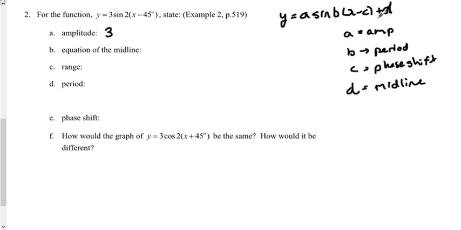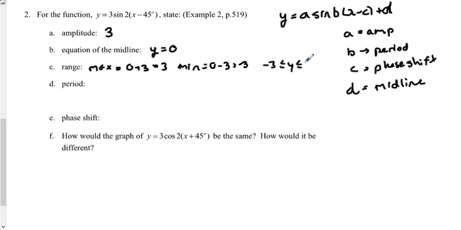The equation of my midline is represented by d. I don't actually have a d value here, so the equation of the midline here would be y equals 0. For the range, I want to look at finding the max value and the min value. So if I know where the midline is, and I know how large the amplitude is, the max should be 3 away from the midline, or 3 above it. So the max should be 3, which means the minimum should be 3 below it. So I get a negative value there. So my range ends up being y is going to be between positive and negative 3.